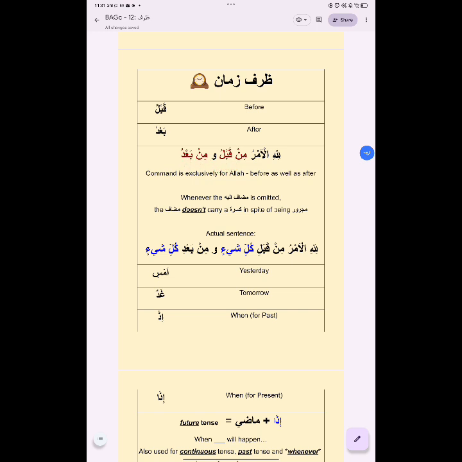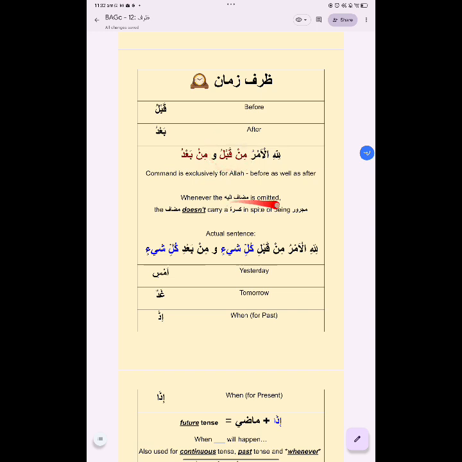Now, the first question that should pop in your head is why is the rafa form used after min? Shouldn't it be min qabli? Well, the explanation is right here, but right now, let's go stepwise. The translation should be clear in your head. The command is exclusively for Allah, before as well as after. Right? Now, what is the deal with min qablu and why is it not min qabli?